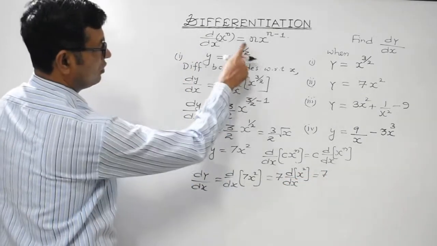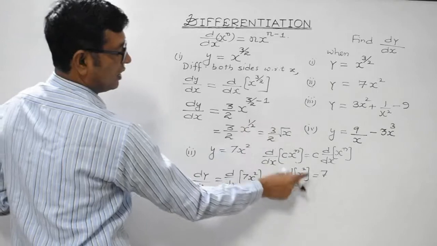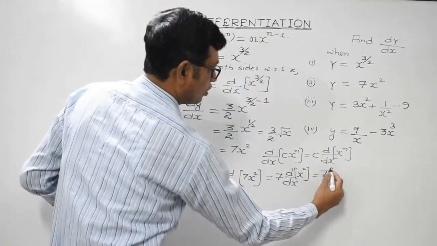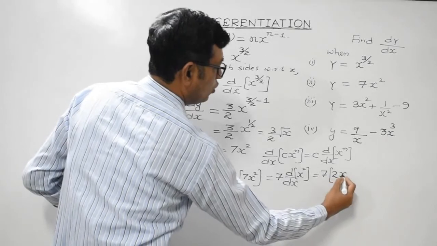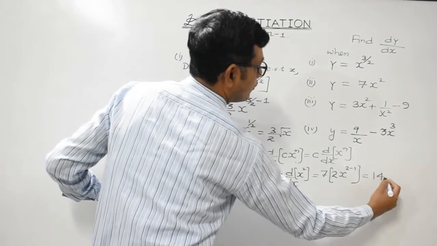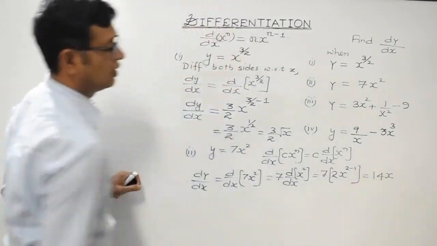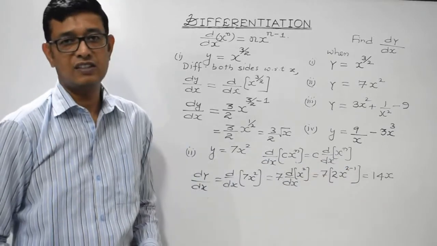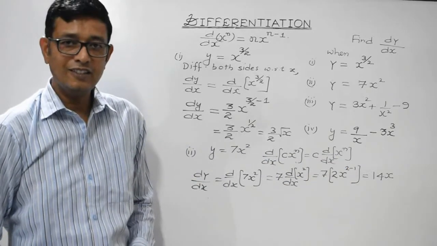So now make use of this formula, x square, so n is 2. So what's the formula? nx to the power n minus 1. So multiplied by 2x to the power 2 minus 1. So it would be 14x. 2 minus 1 is 1. So the differentiation of 7x square is 14x. Clear? Okay.